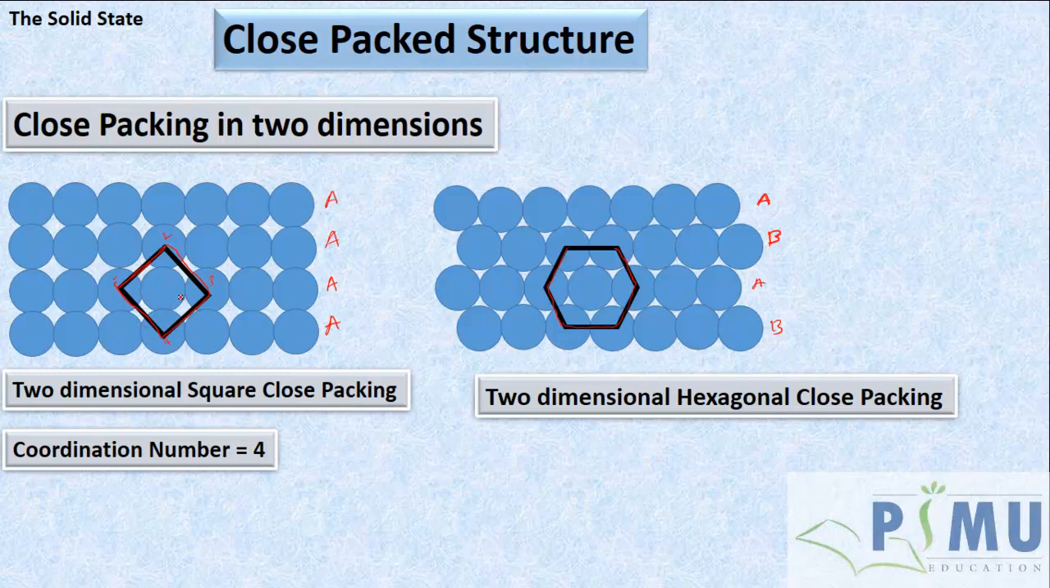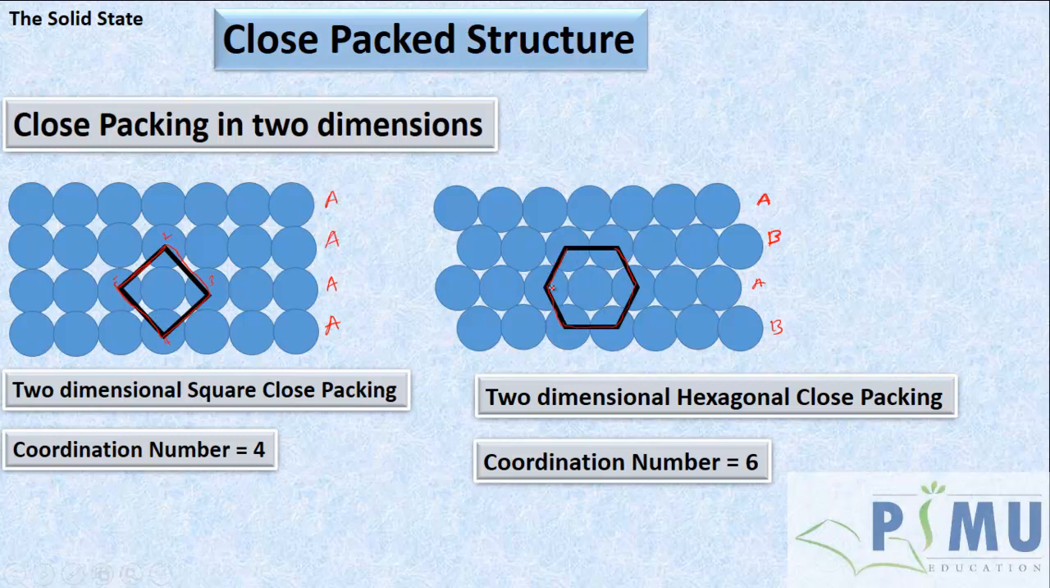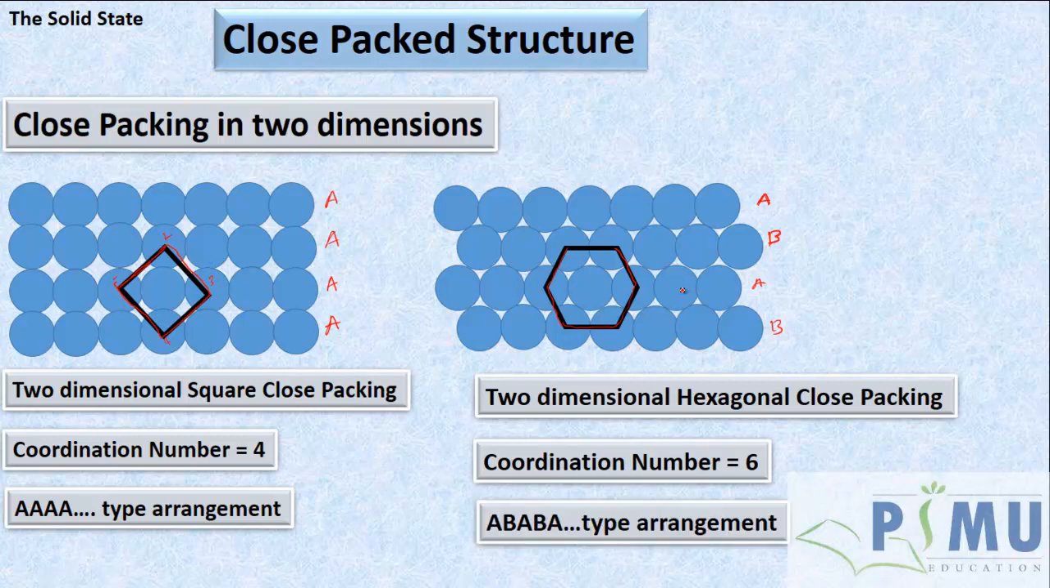In two-dimensional square close packing, the coordination number is 4 because each particle is surrounded by 4 neighboring particles. What would be the coordination number of two-dimensional hexagonal close packing? Yes, here the coordination number is 6 because each particle is surrounded by 6 other particles. In two-dimensional square close packing, the arrangement is AA type, whereas in two-dimensional hexagonal close packing, the arrangement is AB type.